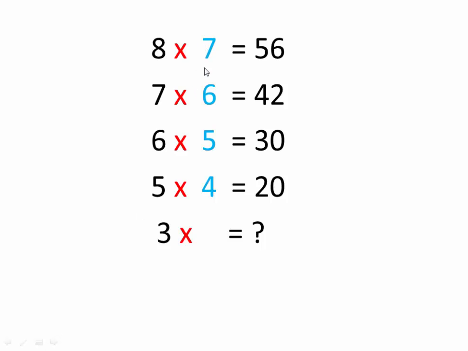Now remember, we're not looking for a pattern going down, we're looking for a pattern going across. So if we do 8 take away 1, we'd get the answer 7. 7 take away 1 would give us the answer 6. 6 take away 1 would give us the answer 5. And 5 take away 1 would give us the answer 4. So therefore, we would have to do 3 take away 1, which is 2. And it would give us the answer 6, the solution to the problem.